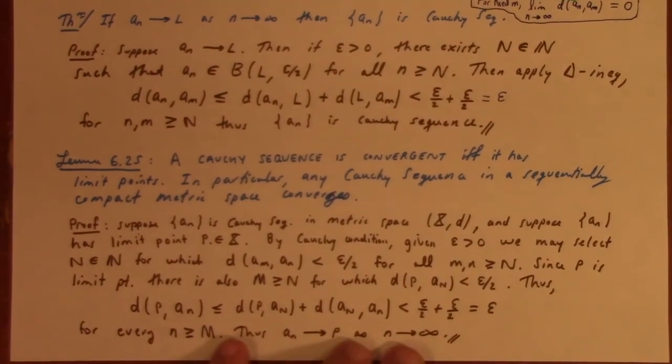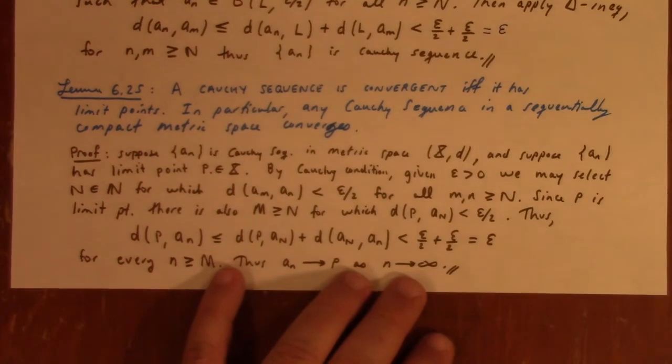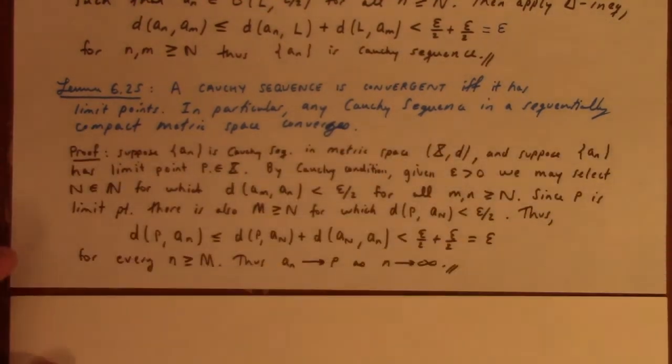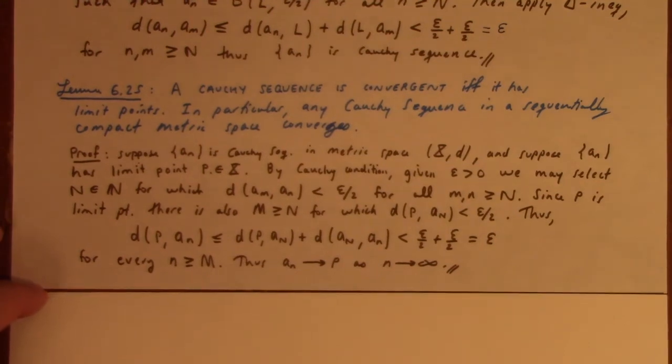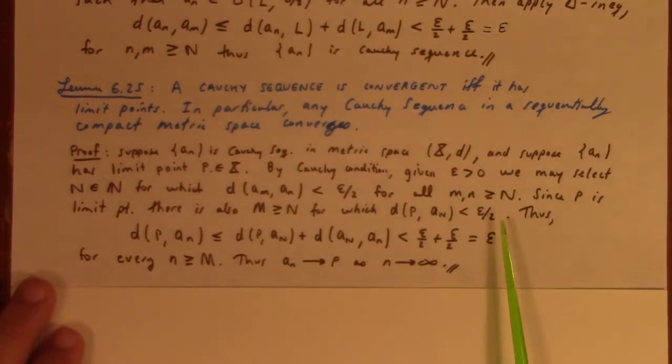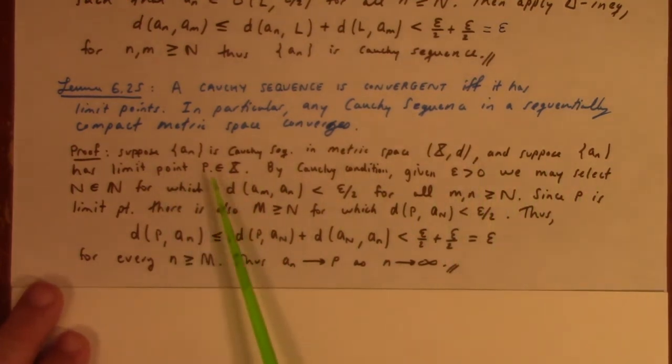Now, a Cauchy sequence is convergent if and only if it has limit points. In particular, any Cauchy sequence in a sequentially compact metric space converges. All right. Now, what else? And here's the proof. Suppose you've got a Cauchy sequence in a metric space, right? And suppose a_n has limit point p.